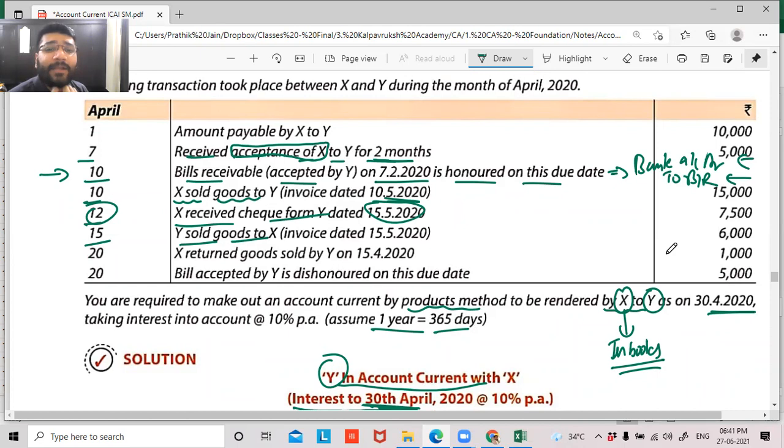Okay. Guys, can I go to the next transaction? Yes, sir. Now, guys, on 20th of April, X returned the goods sold by Y. X returned the goods sold by Y, which means we purchased on 15th April 2020, and that is returned on 20th April.